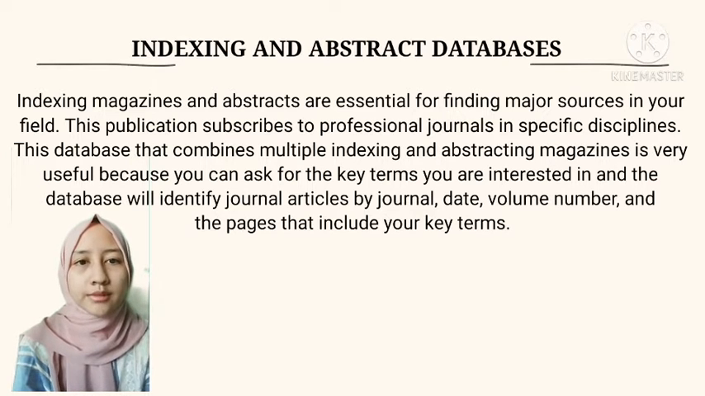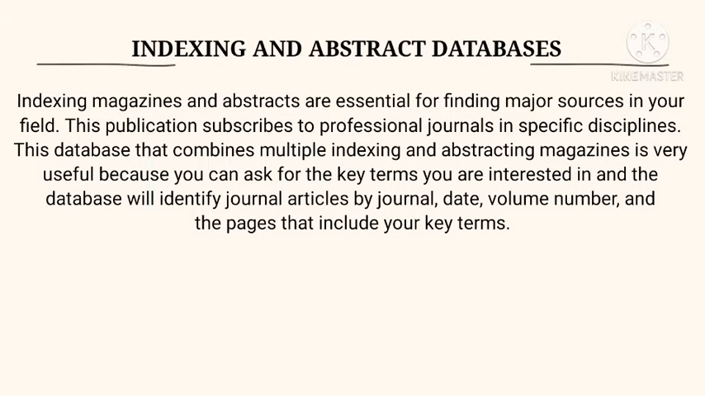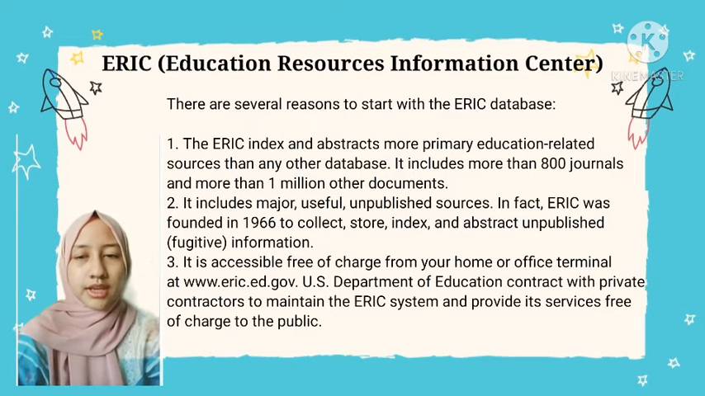Slide 4. Indexing and abstract databases. Indexing magazines and abstracts are essential for finding major sources in your field. These publications cover professional journals in specific disciplines. A database that combines multiple indexing and abstracting magazines is very useful because you can ask for the key terms you are interested in and the database will identify journal articles by journal, date, volume number, and the page that include your key terms.